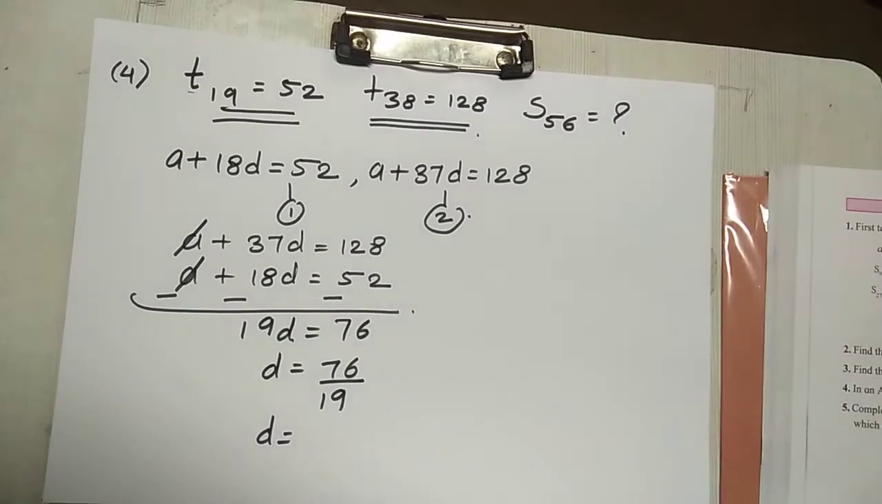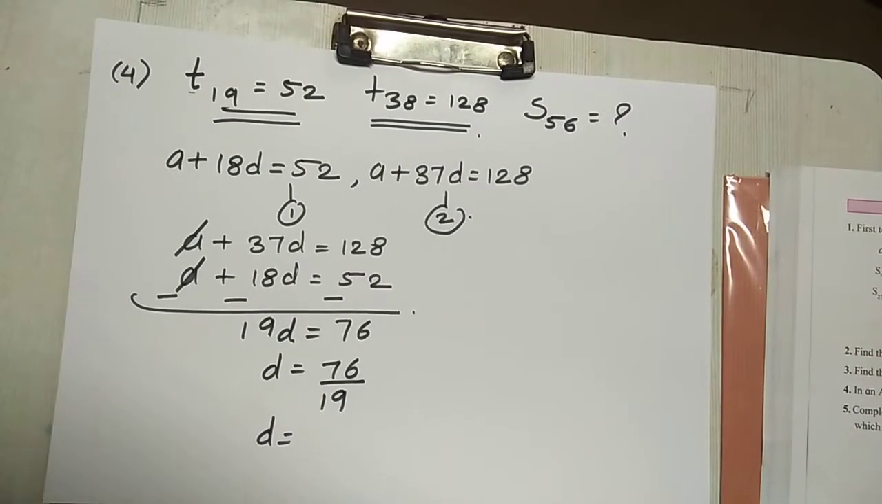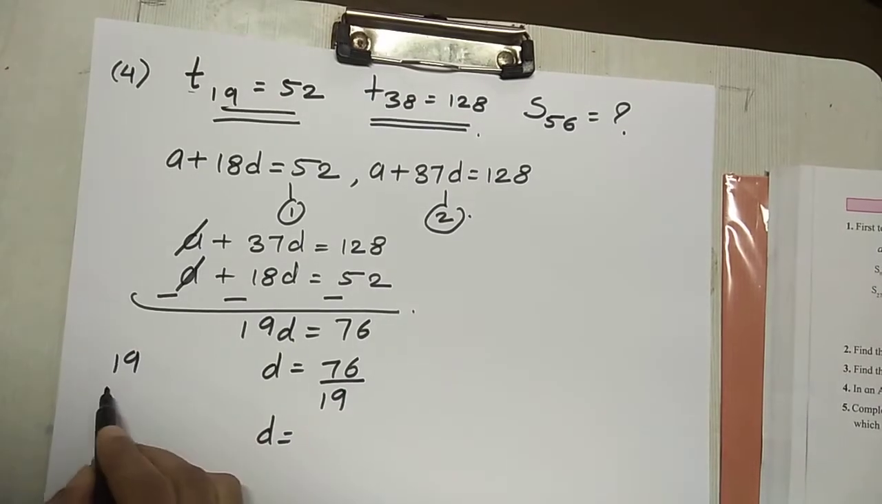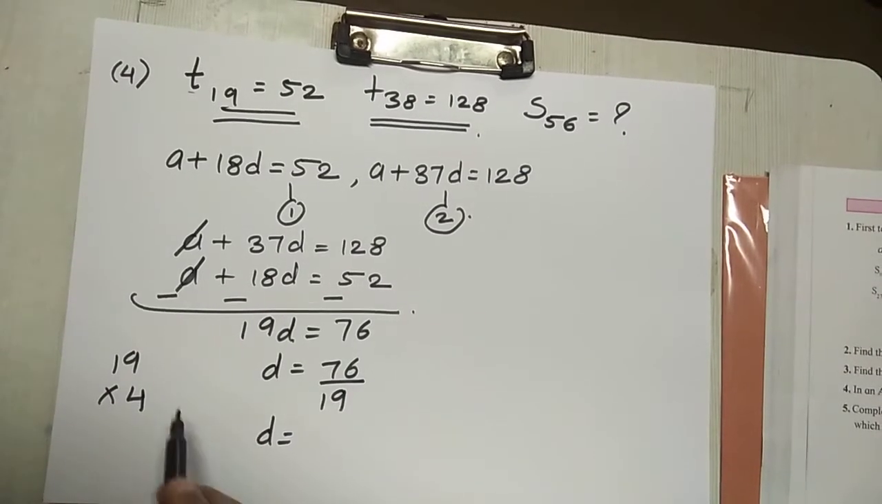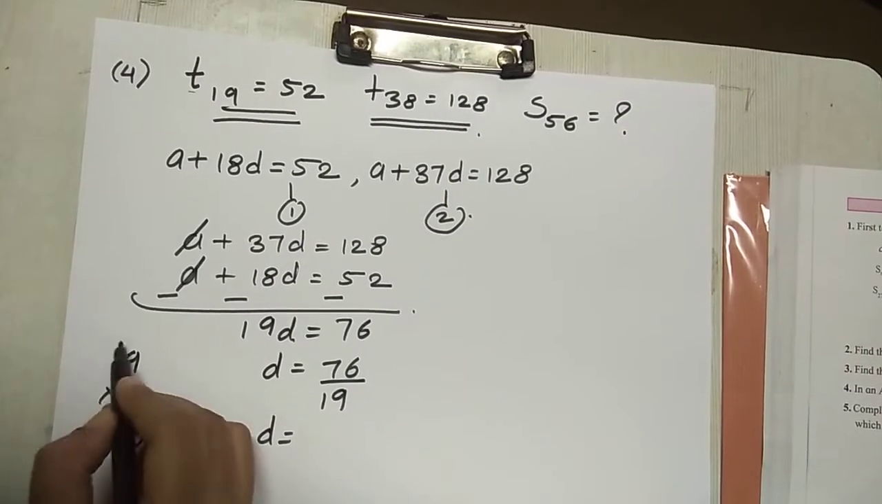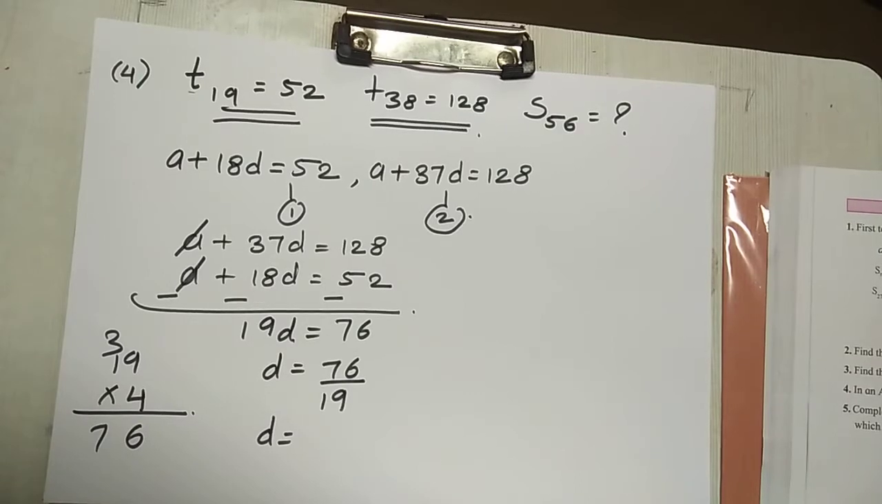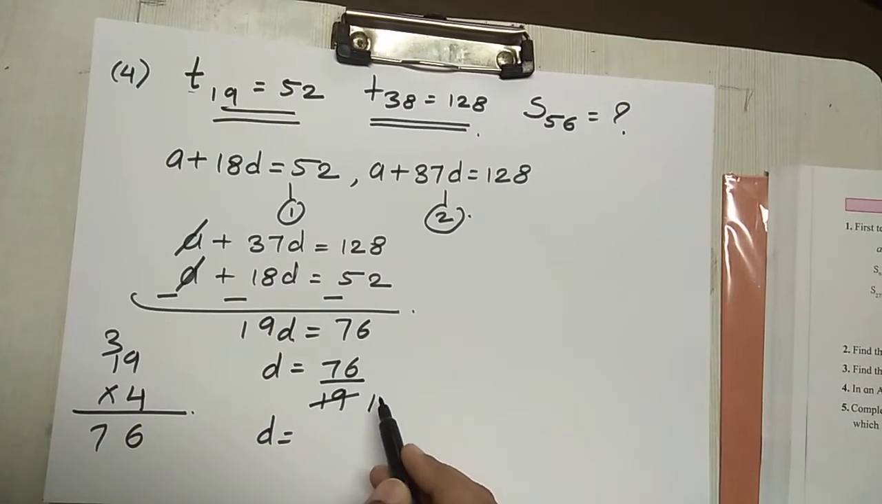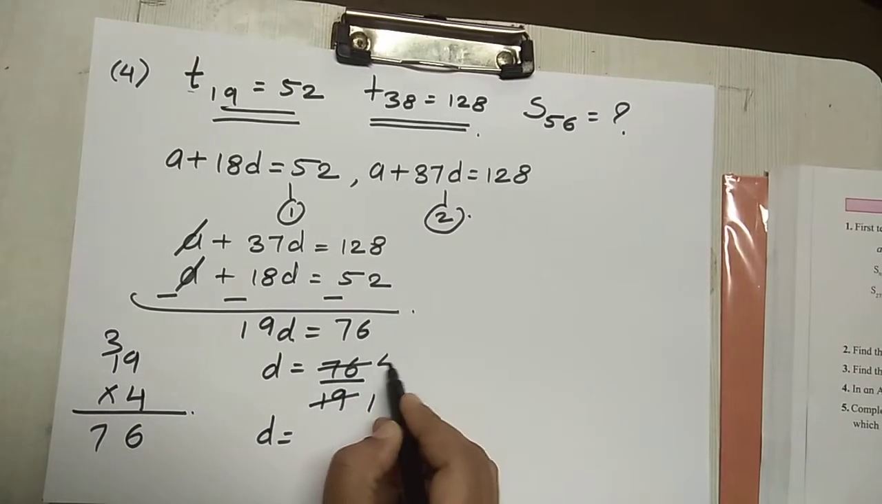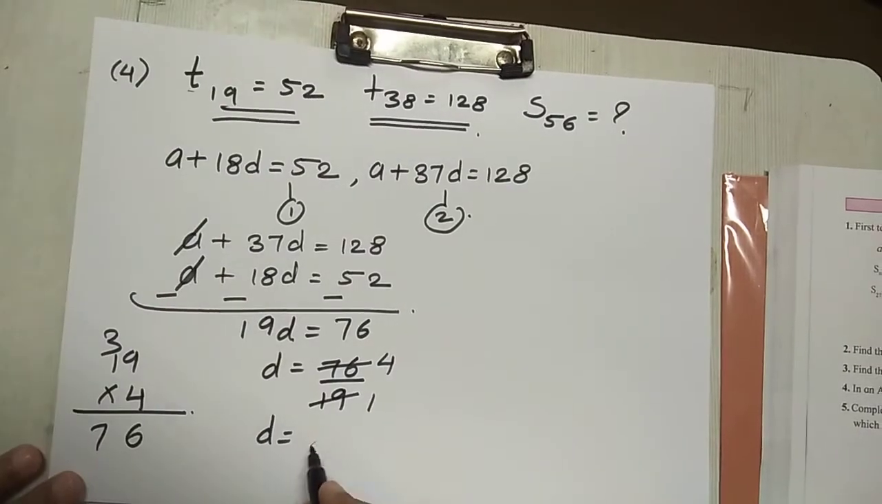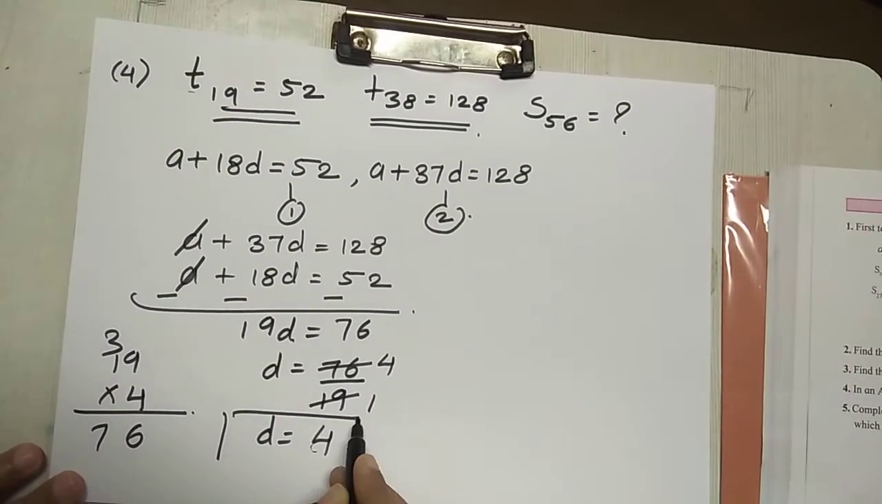D will be, now let's see whether we get 76 in the table of 19 or no. 19 4s are, 9 4s are 36, 3 carry, 4 1s are 4 plus 3 is 7. Yes, we get 76 in the table of 19. So this will be 19 1s are 19, 4s are 76. So the answer of D is 4.